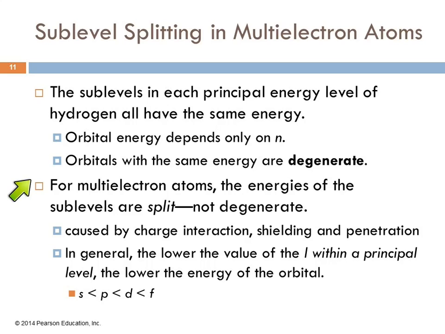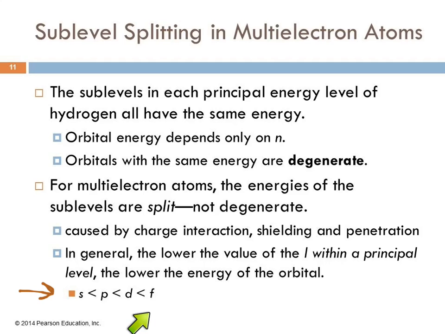But when we get to the multielectron atoms, the energies of the sublevels are split. And it's caused by charge interactions between the electrons, by shielding. The inner electrons shield the outer ones from the nucleus, and also by penetration. Some of the orbitals penetrate closer to the nucleus than others. It's kind of complicated. Bottom line, in general, within a principal energy level, we have this order.